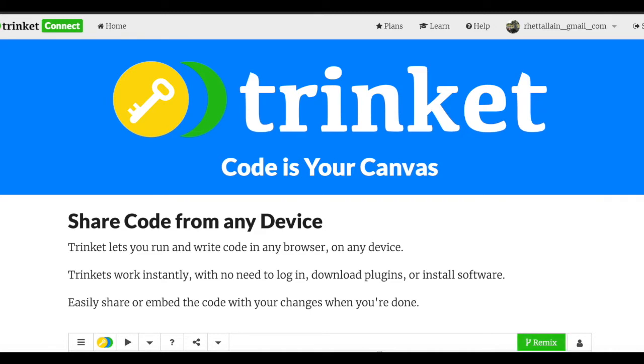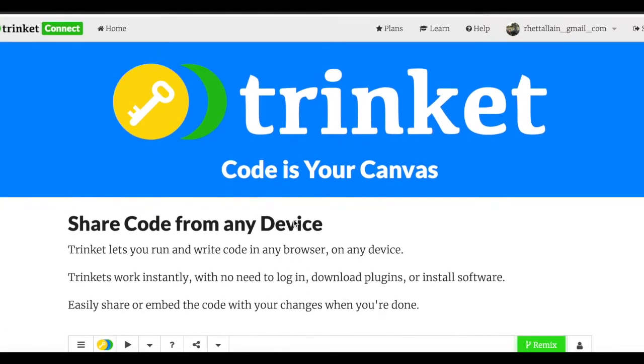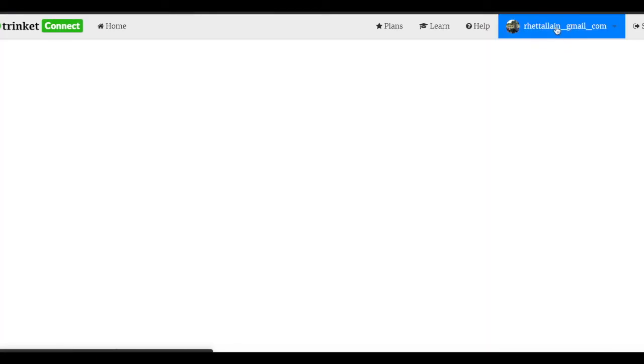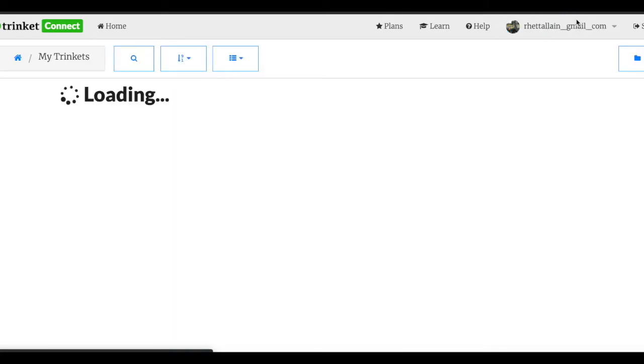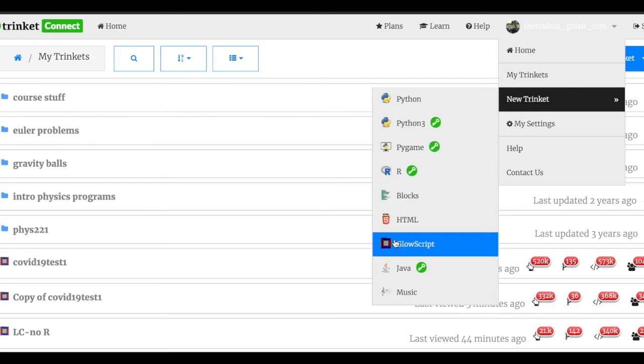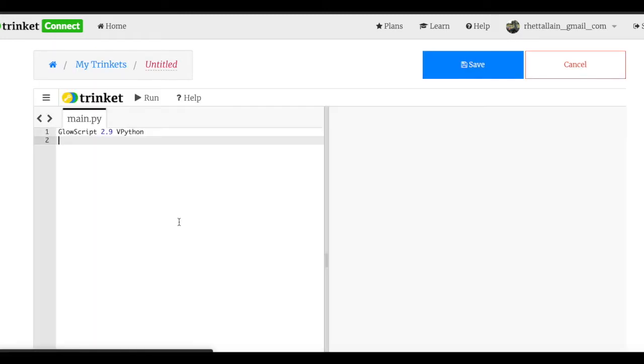They're right there. Okay, so the first thing I can do is, oh, I didn't even open this up. Okay, new Trinket. Close script, Python.